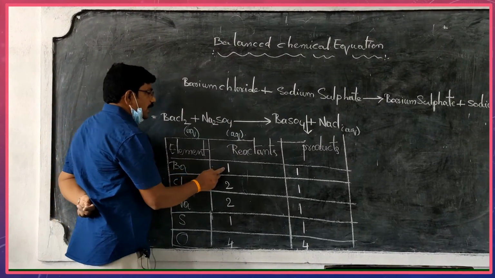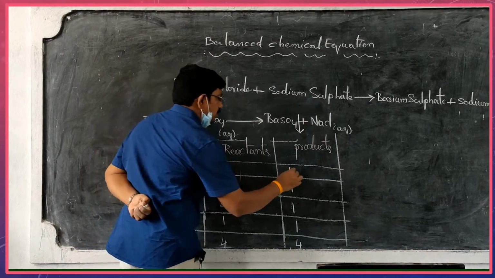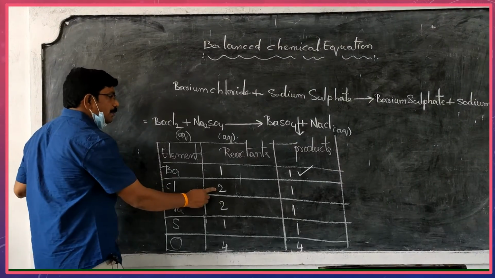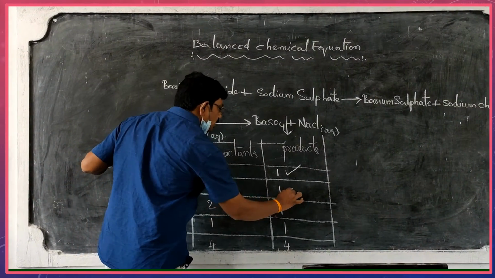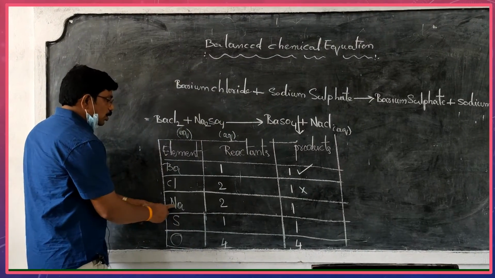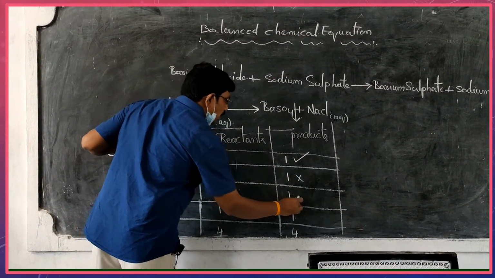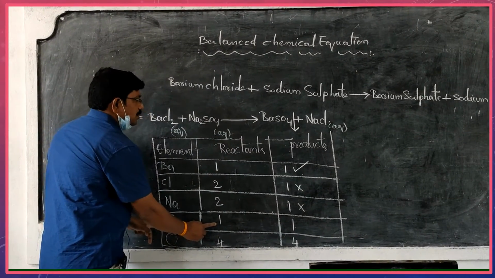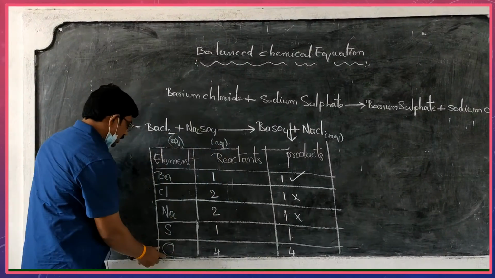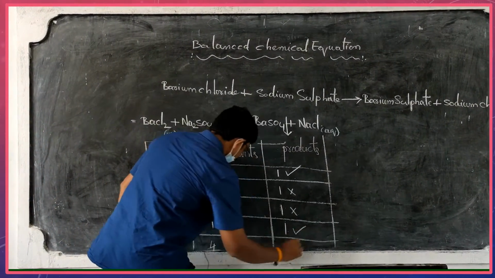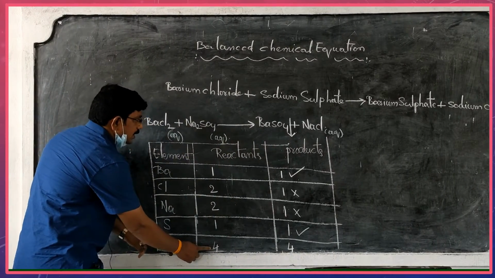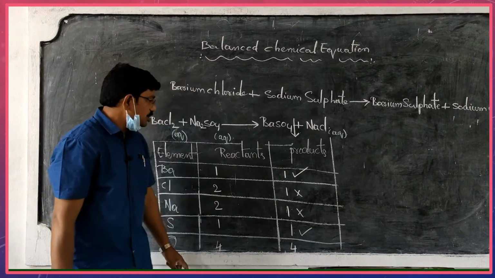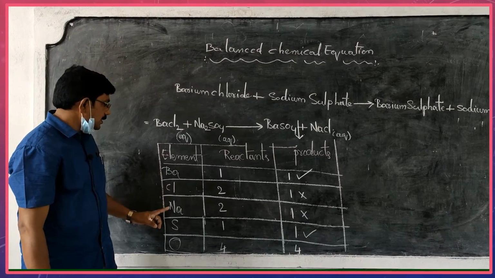Now, if you observe these reactants and products, barium on the reactant side, one atom is there. On the product side, one atom is there. So, it is balanced. Next, chlorine on the reactant side 2 is there, but on the product side it is not balanced. Next, sodium is 2, on the product side 1, so it is not balanced. Next, sulfur on the reactant side 1 atom, on the product side 1 atom. This one is balanced. Next, oxygen, 4 on the reactant side and 4 on the product side. This one is also balanced. Which is not balanced here? Chlorine is not balanced and sodium is not balanced.